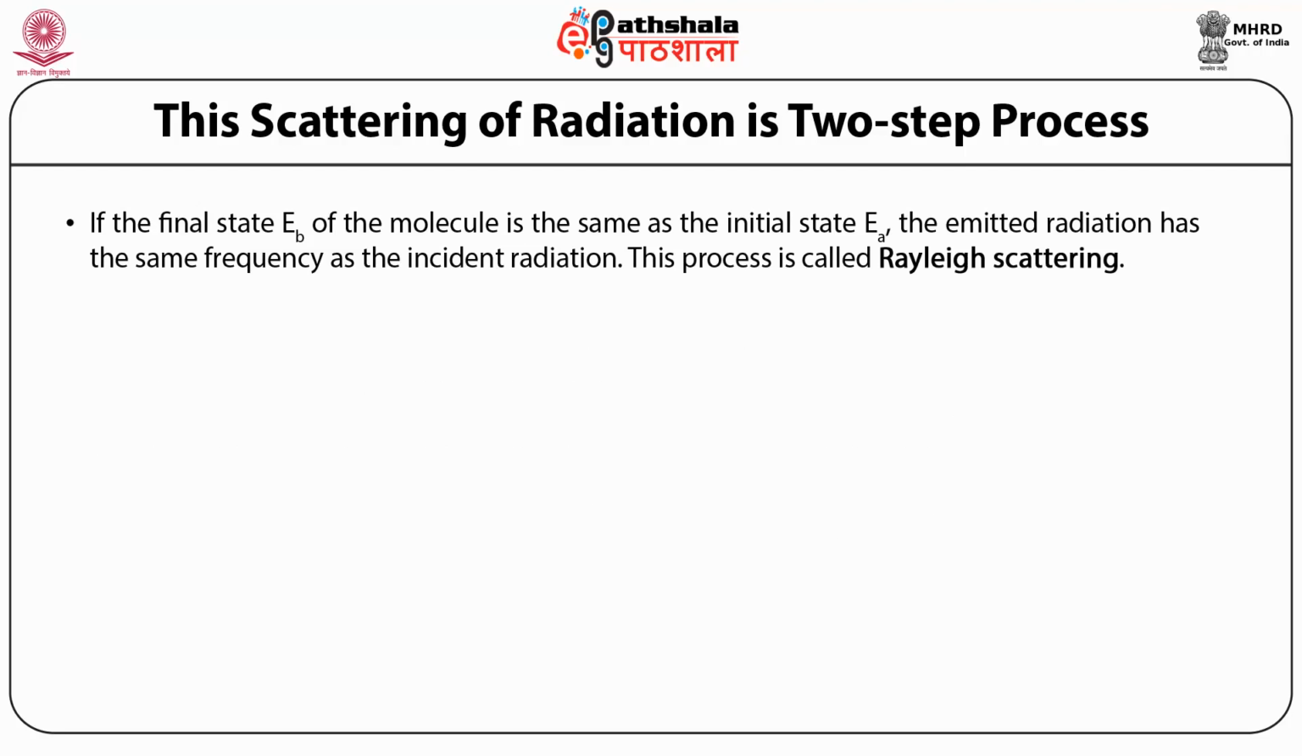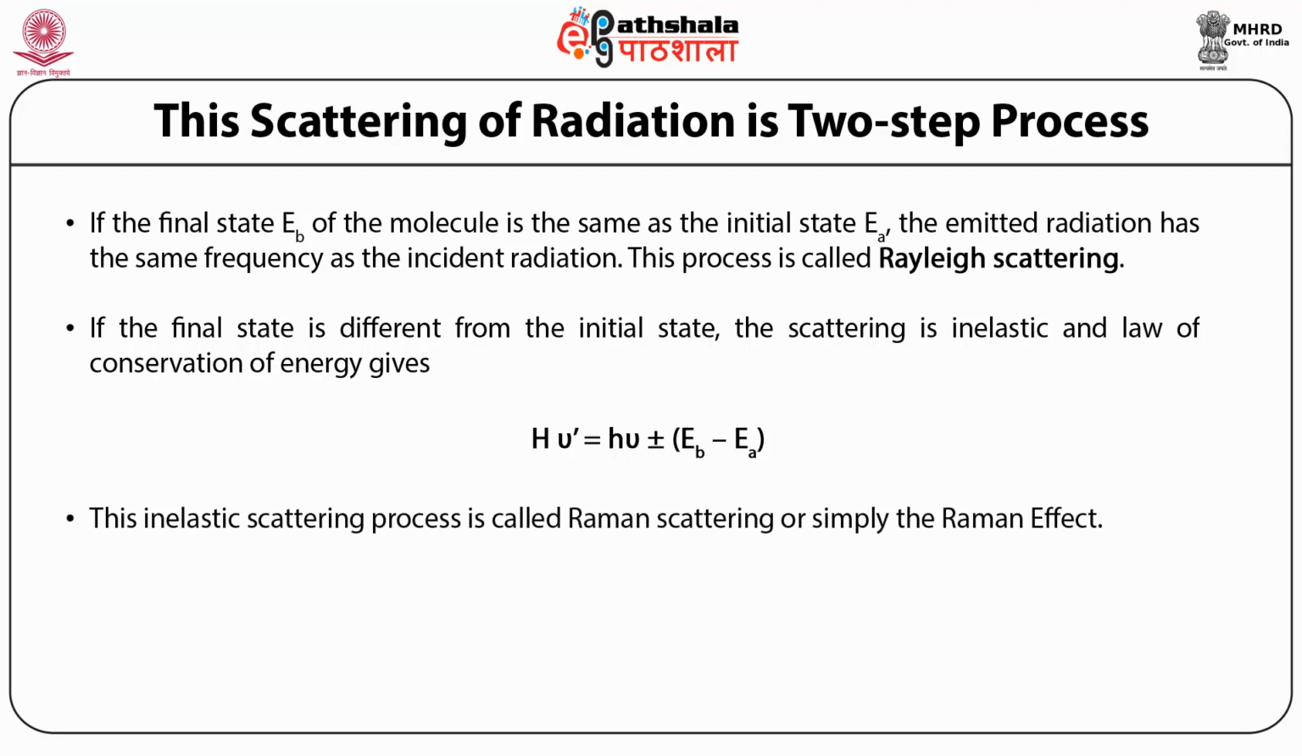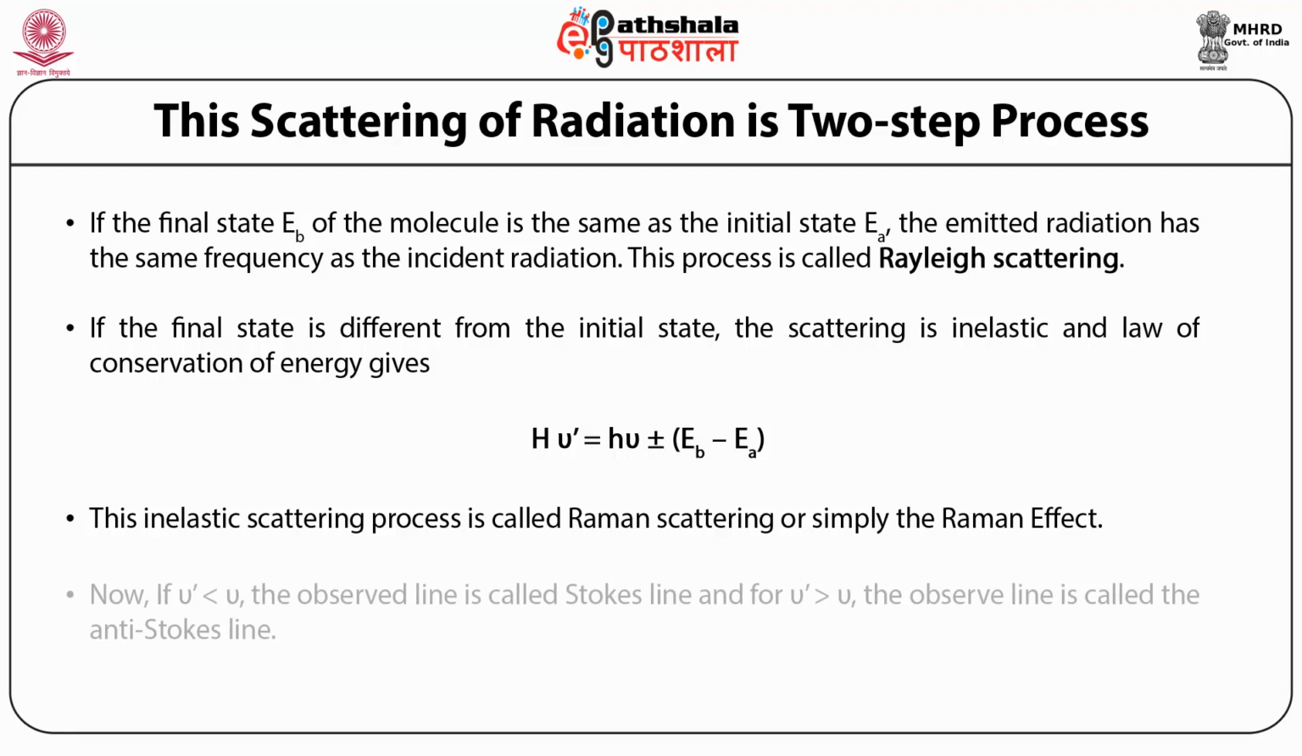If the final state Eb of the molecule is the same as the initial state Ea, the emitted radiation has the same frequency as the incident radiation. This process is called Rayleigh scattering. If the final state is different from the initial state, the scattering is inelastic and the law of conservation of energy gives h nu prime is equal to h nu plus or minus (Eb minus Ea). This inelastic scattering process is called Raman scattering, or simply the Raman effect. Now, if nu prime is less than nu, the observed line is called a Stokes line, and for nu prime greater than nu, the observed line is called an anti-Stokes line.